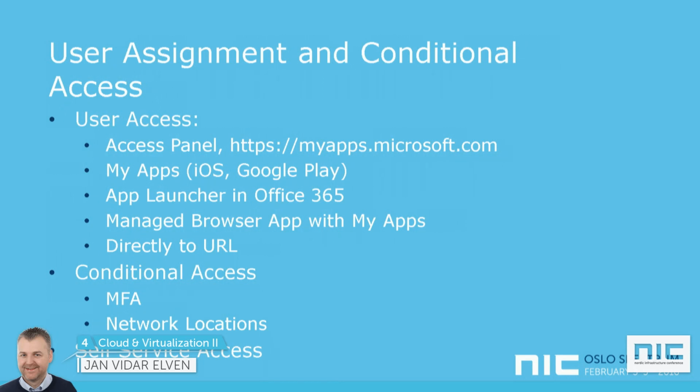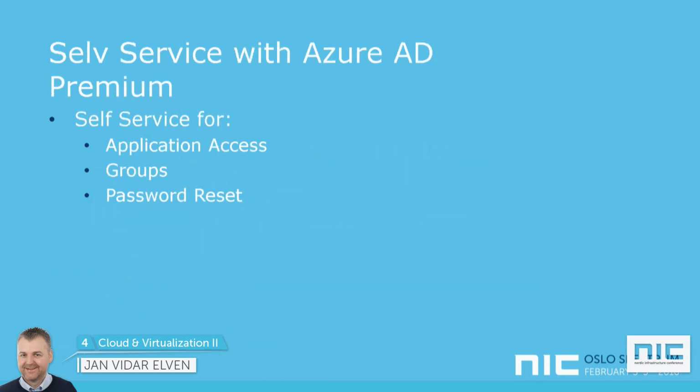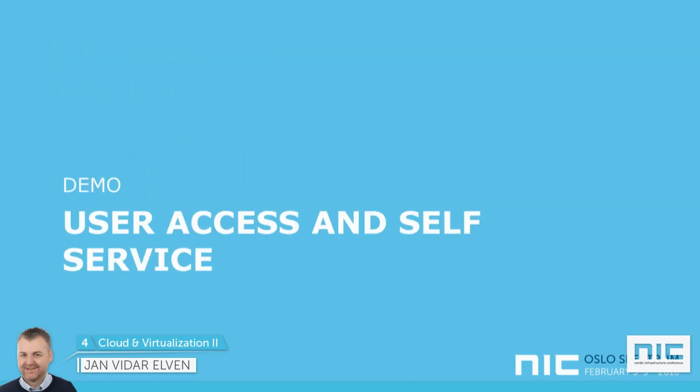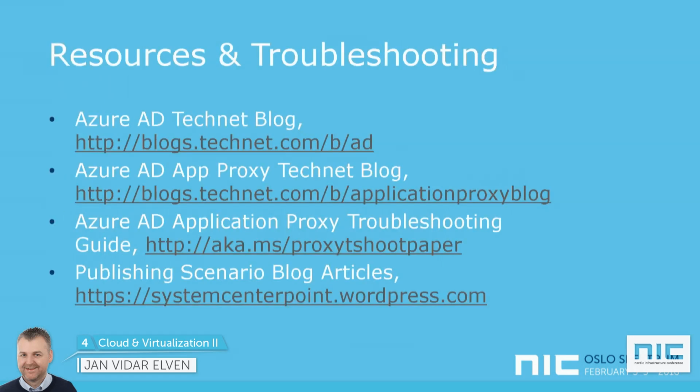You can also pin it to that app launcher. There's a managed browser app that supports now My Apps, and you can go directly to the URL. You can use conditional access if you want, and you can use self-servicing. I really didn't get into showing you that, but when the users are going to this portal, they get more applications, and they can provide themselves access to the applications you want to make them able to do self-service for. So that's the self-service, and also password reset. It works great. So I will not do a demo on that now.